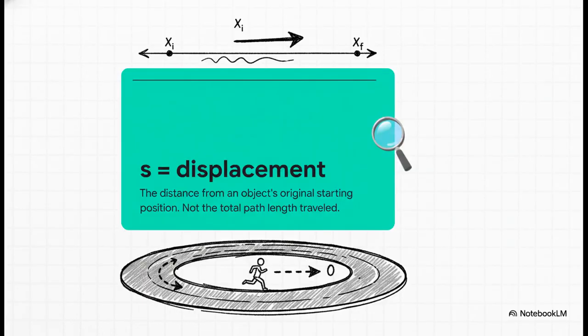All right, first up we have S for displacement. And here's the key thing you got to remember. This is not the same as distance. Think about it like this. If you run a full lap on a 400-meter track, you've run a distance of 400 meters, for sure. But because you ended up right back where you started, your displacement is a big, fat 0. It's all about how far you are from where you began.